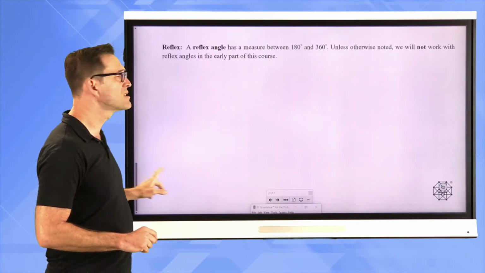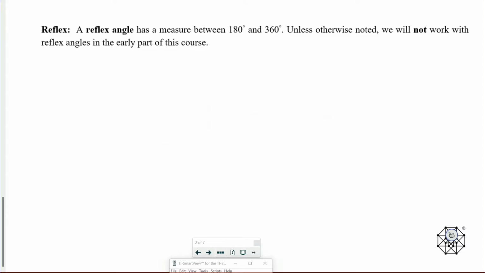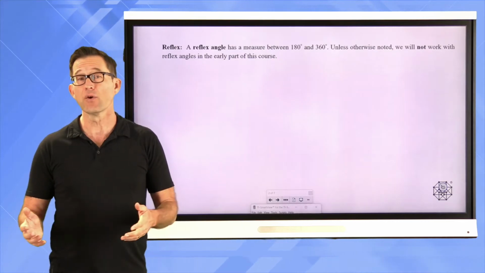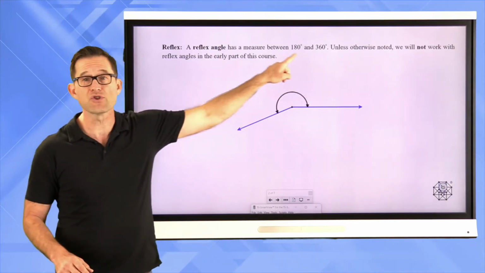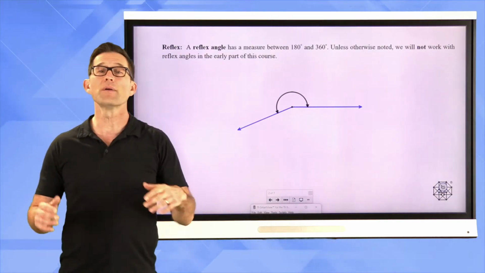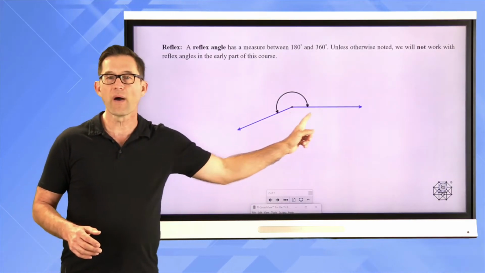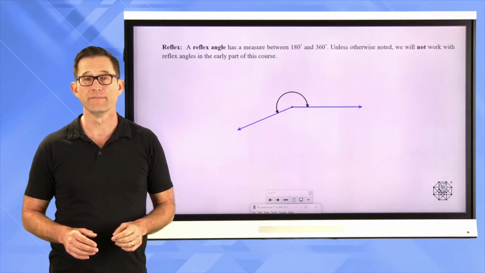Now finally, the least important of all the angles we're going to look at is what's known as a reflex angle. A reflex angle has a measure between 180 degrees and 360 degrees. Unless otherwise noted, we will not work with reflex angles in the early part of this course. All angles that we look at are going to be between 0 and 180, and they could be 180 if they're straight angles. But for the record, we could look at a rotation that is more than 180 degrees, and that would be called a reflex angle. The thing that's confusing about a reflex angle is that you also have this particular obtuse angle here, and that is not a reflex angle.